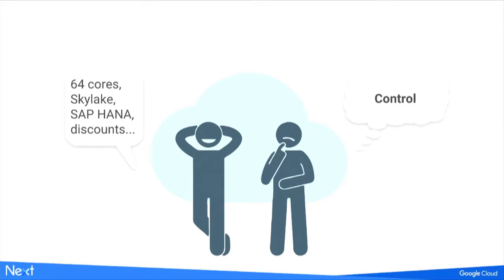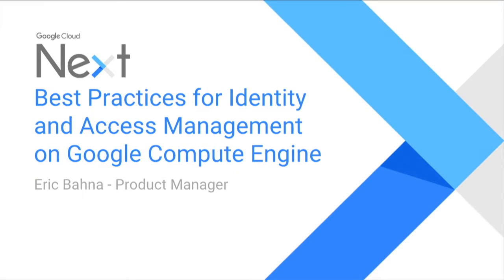Have any of you heard those and thought, what about control? How am I going to take advantage of all of this that Compute Engine and Google Cloud have to offer without control? How am I going to convince people in my organization that we have the control we need to take advantage of these capabilities? If so, this is the session for you.